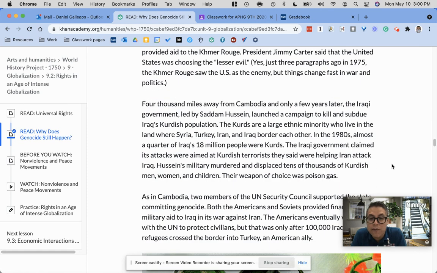4,000 miles away from Cambodia, and only a few years later, the Iraqi government, led by Saddam Hussein, launched a campaign to kill and subdue Iraq's Kurdish population. So this is point number 2 here on my card, the Iraqi mass killings. The Kurds were a large ethnic minority group who lived in the land where Syria, Turkey, Iran, and Iraq border each other. In the 1980s, almost a quarter of Iraq's 18 million people were Kurds.